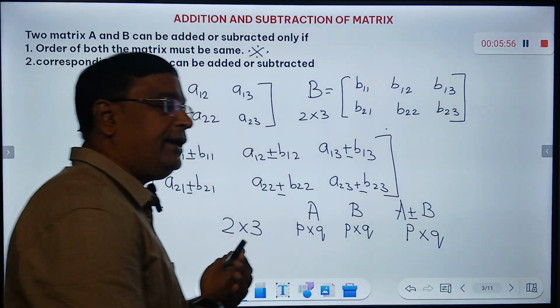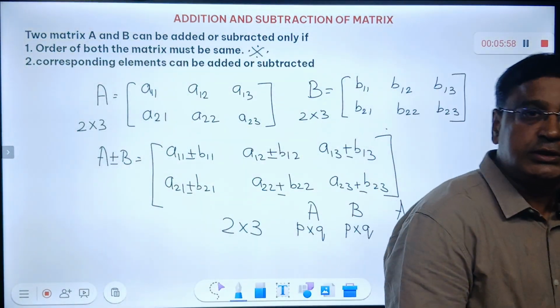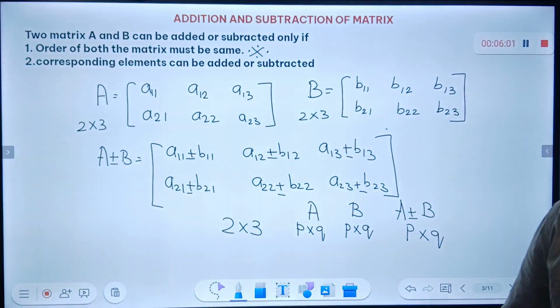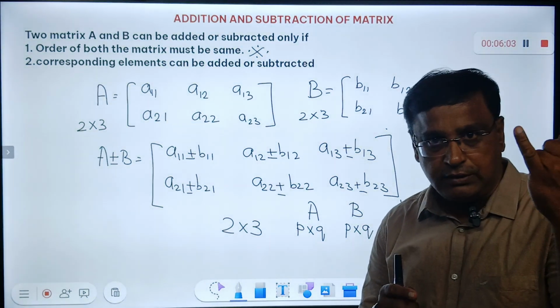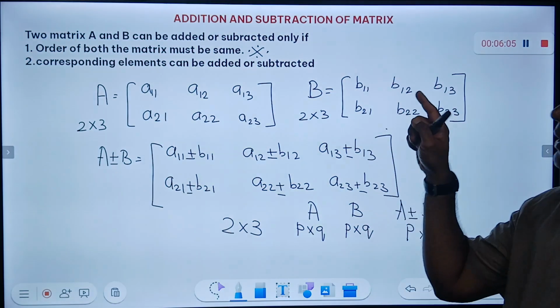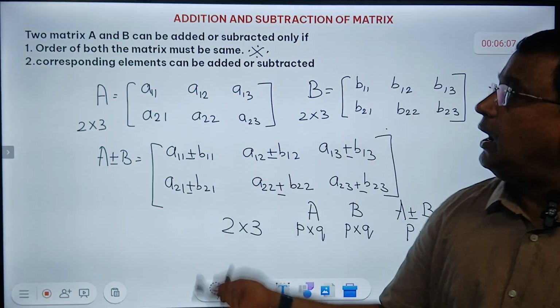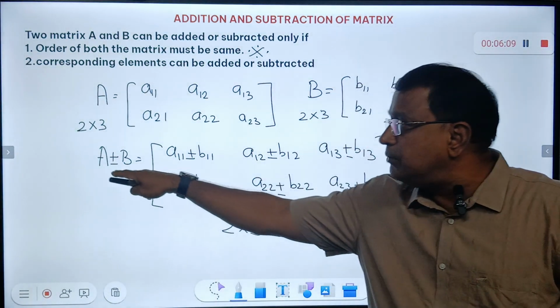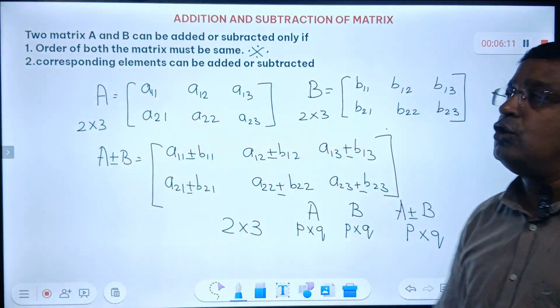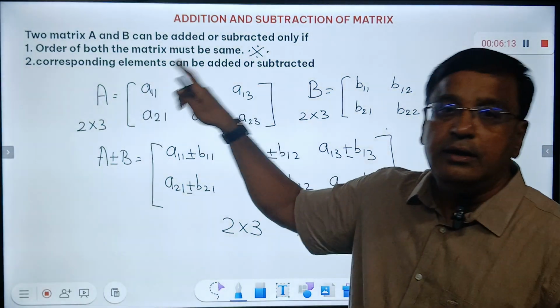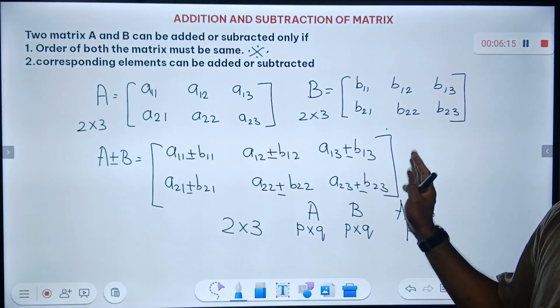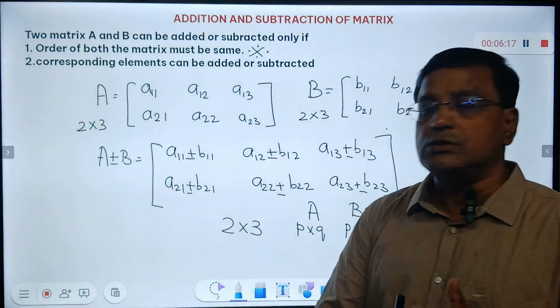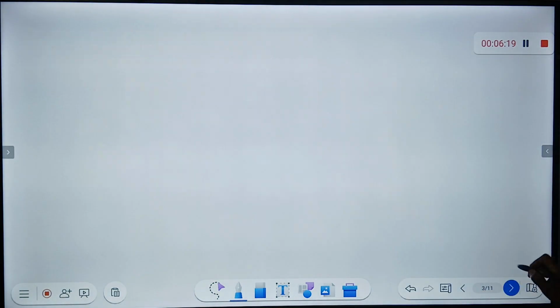So if you want to add or subtract two matrices, what is the logic? First definition, both the matrices should be of the same order. Second, corresponding elements can be added, and the resultant matrix A plus B should also be of the same order as A and B. I hope this is clear. We'll try to do problems based on this, see whether you are able to follow it.